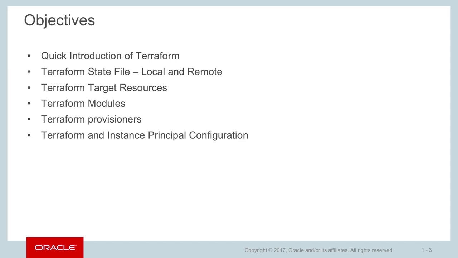And in the last portion, I'm going to go over a configuration of Terraform with instance principal configuration. I'm going to show how you can use that and take advantage of the identity and access management portion of OCI in order to allow your instance to make calls through the API.